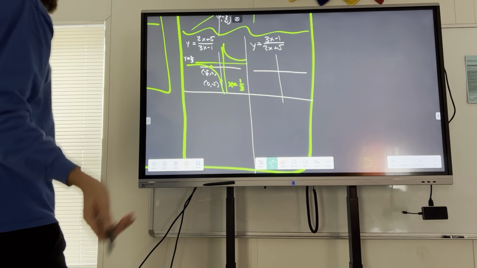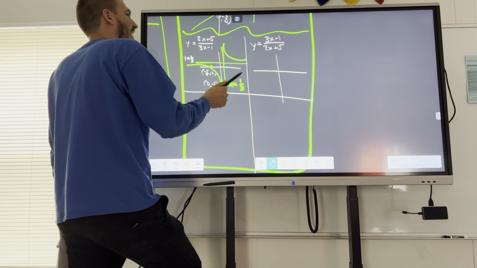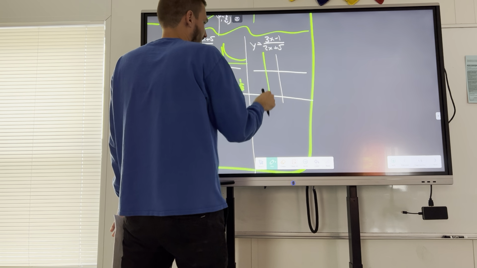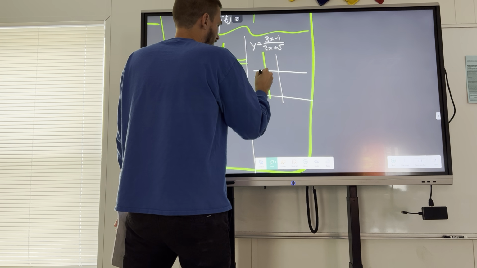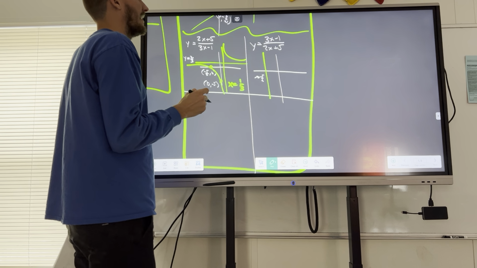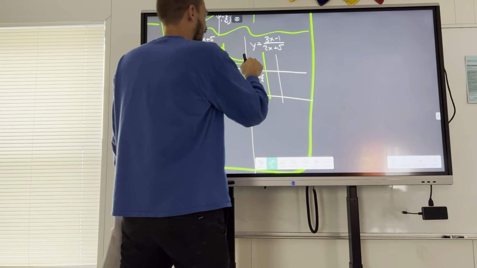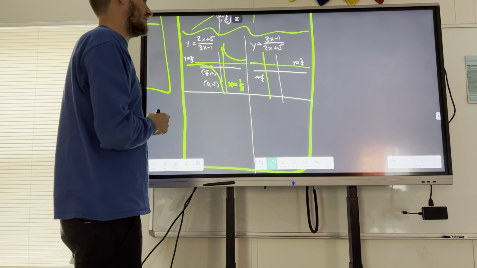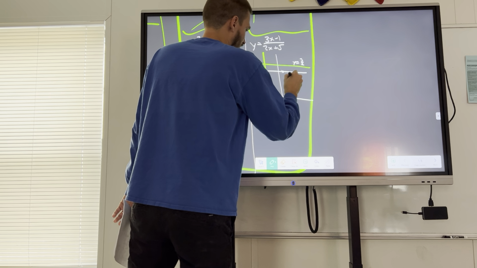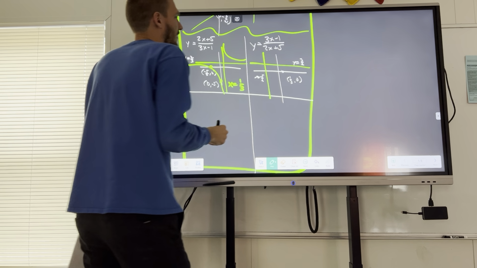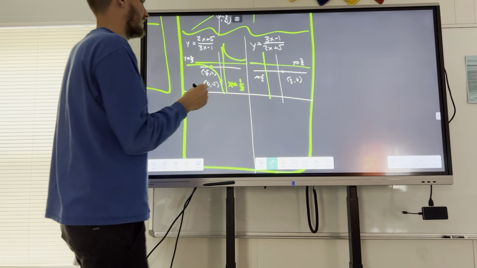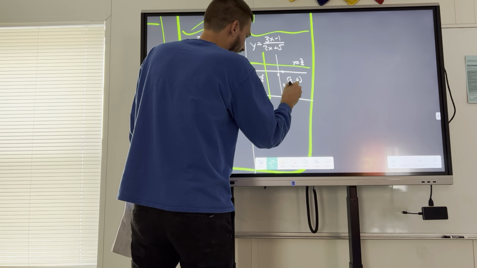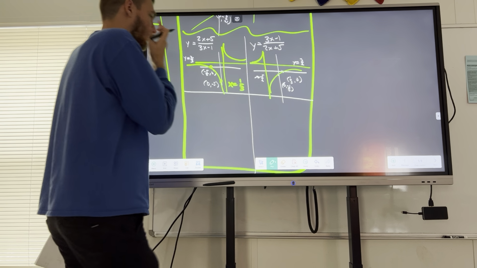Let's do all the same stuff. Vertical asymptote would be -5/2. Horizontal asymptote would be 3/2. X-intercept would be 1/3. Y-intercept would be -1/5. Draw my graph.